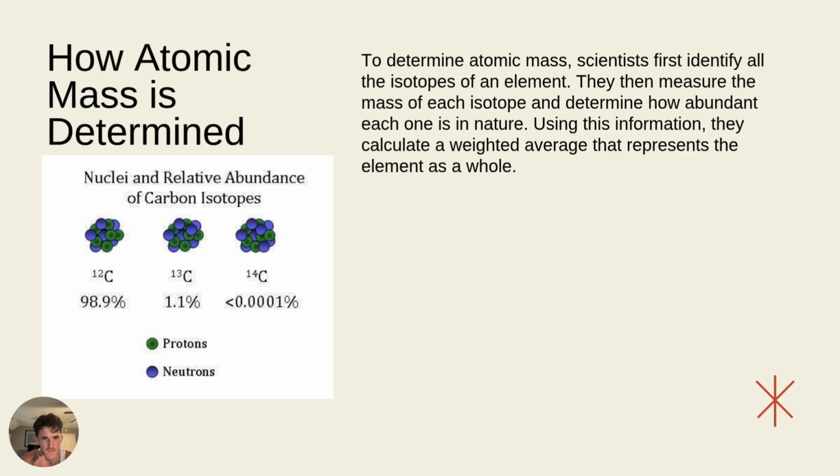Moving on. Atomic mass: how is it determined? Scientists first identify all the isotopes of an element. They then measure the mass of the isotope.